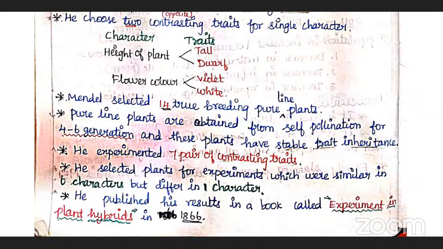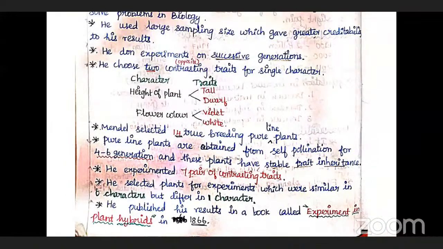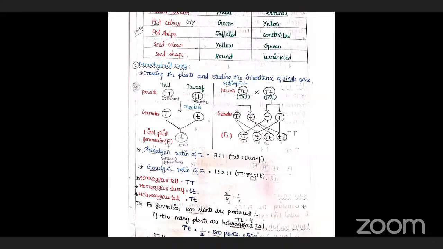The remaining things are already explained. Totally, he selected 7 pairs of characters. The book names are also already explained. So the next subtopic is, what are the characters he selected? He selected only 7 characters for his experiment. That is also another reason for his success.